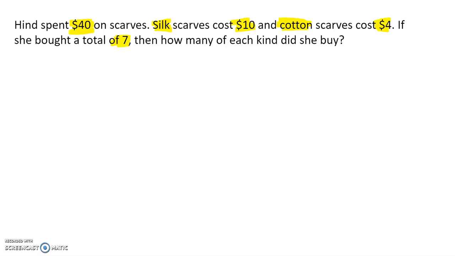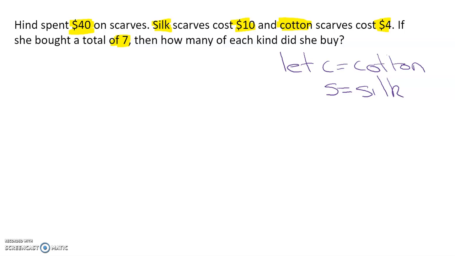With that information, we need to set up 2 equations. So I'm going to let C equal cotton and S equal silk. It's important to identify your variables so anyone following it knows what you're doing, as do you when you look back later.